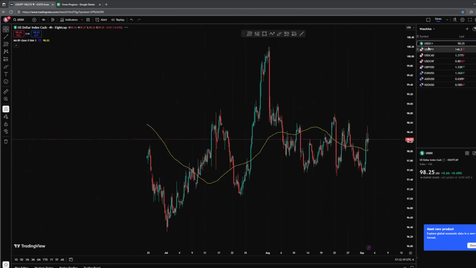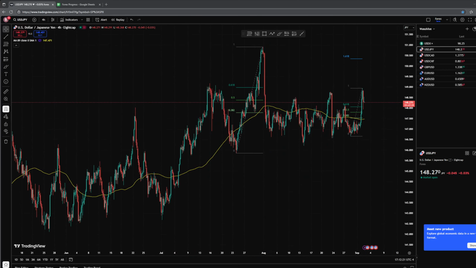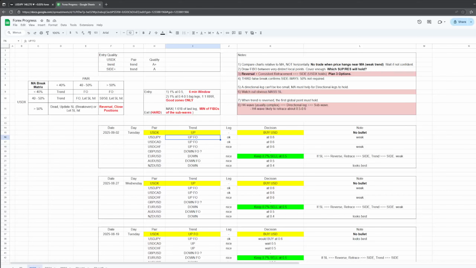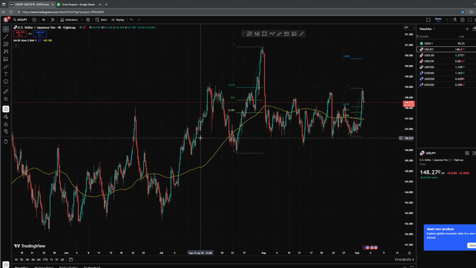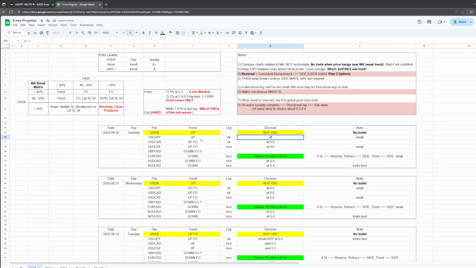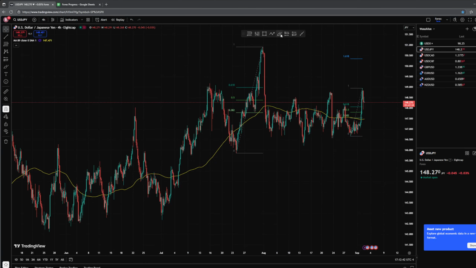Okay, let's write it down. USD Japan yen, trend is up, leg size is okay. Currently market has retraced about 50%, but I wouldn't recommend buying USD Japan yen. Although market is in a good zone, I wouldn't recommend it because the trend is weak, because the market is hanging out really close to the original yellow moving average line. That's not the best behavior. Okay, let's continue.